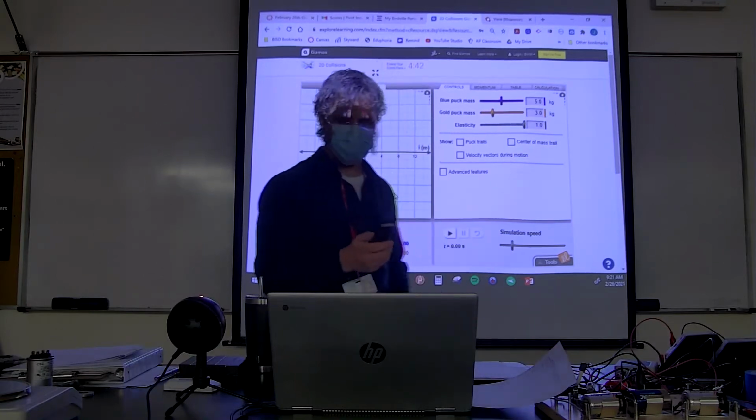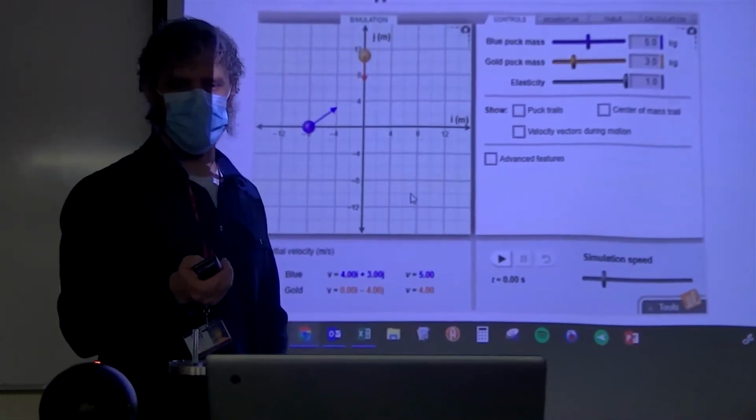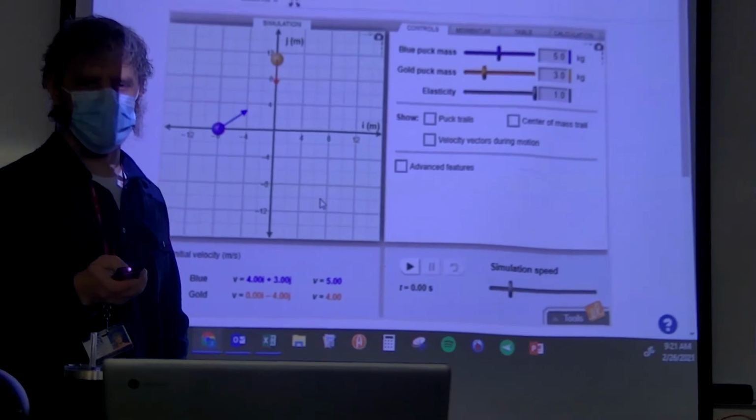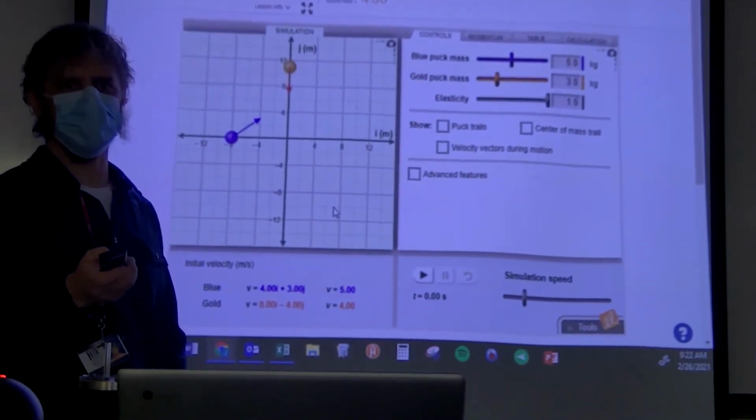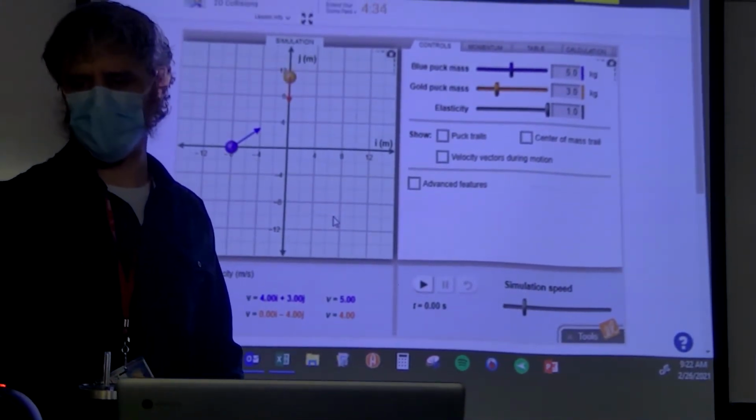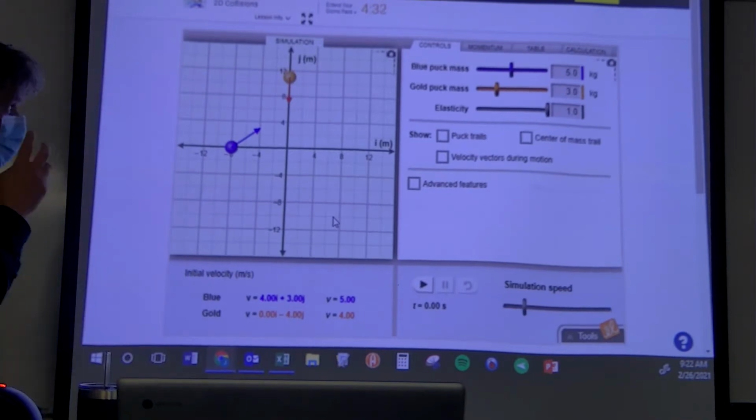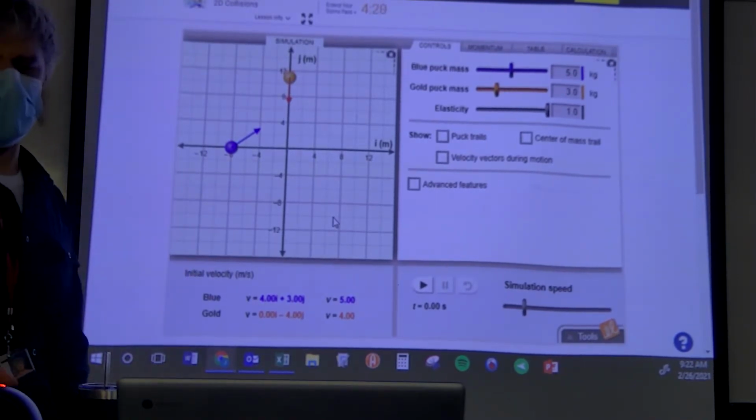So today, we are going to talk about the very last part of our impulse momentum unit. And then next week, we'll spend a couple days reviewing MCQs and FRQs. And we're going to talk today about two-dimensional collisions and two-dimensional recoils.